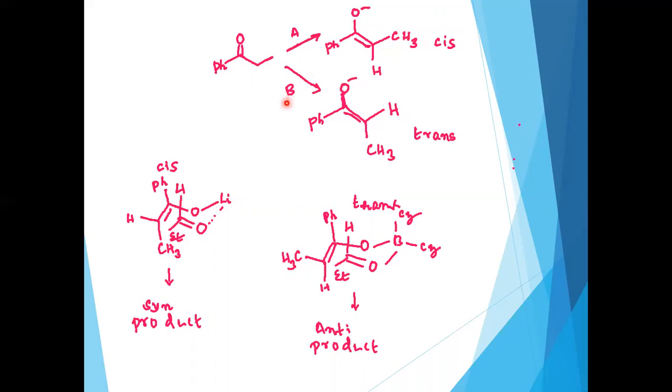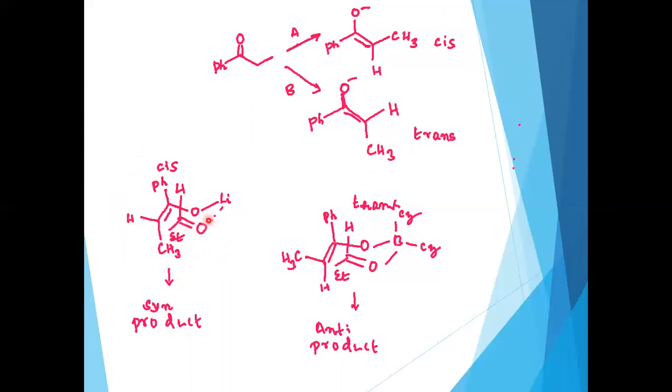The conditions which lead to product B are the bulky boron reagents, dicyclohexyl boron chloride and triethylamine. Those conditions would give you a trans enolate. You could see the trans enolate. Then you add this cis enolate to a propanal, and this step is the transition state for adding the enolate to the given aldehyde.